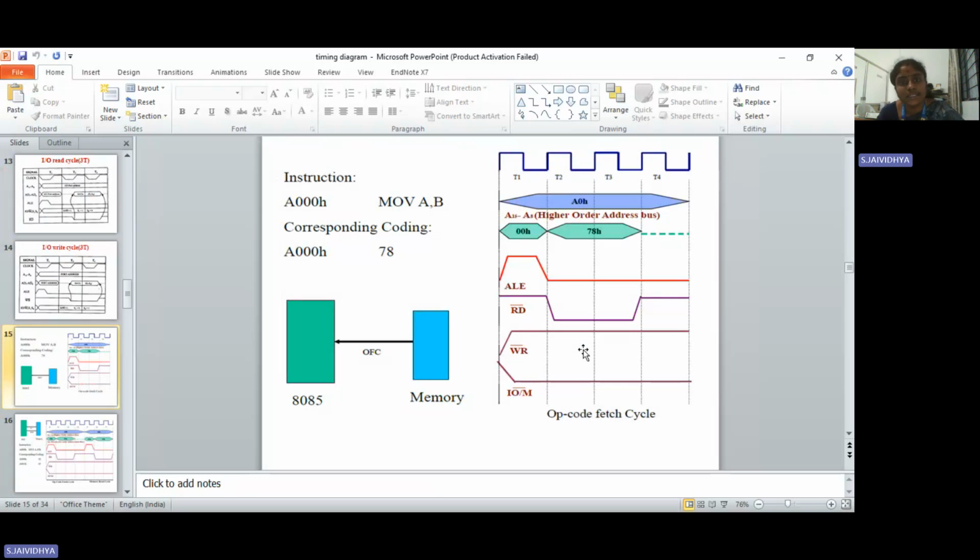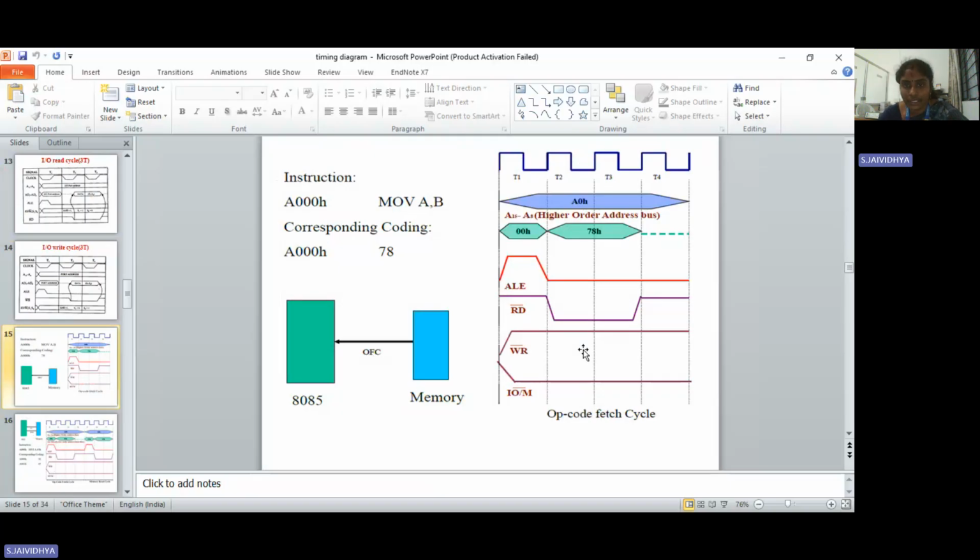Here we are considering MOV A, B. As you already know, for the MOV A, B instruction, we have a single opcode, right? So this comes under the opcode fetch cycle, that is from the memory to the 8085. The opcode fetch cycle has 4 T states, T1 to T4.